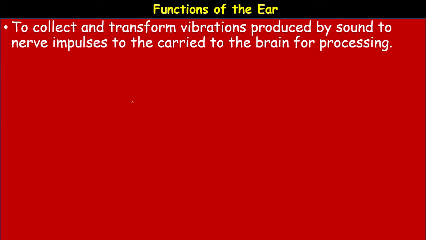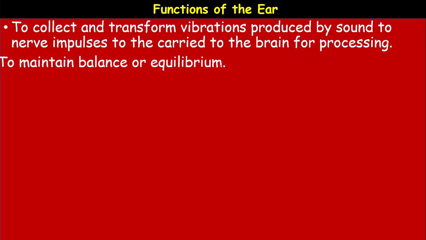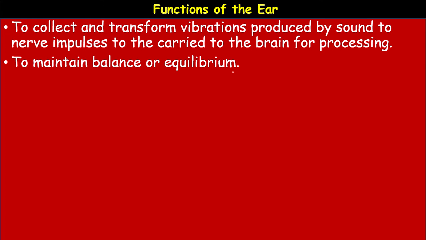The function of the ear: to collect and transform the vibrations produced by sound into nerve impulses and to carry them to the brain for processing. This is the main function of the ear. The ear performs two functions. One is hearing and the second one is balancing and equilibrium, isn't it? What is the main function of the ear? To collect and transform the vibrations produced by the sound into nerve impulses and to carry those nerve impulses to the brain for processing. And the second function is to maintain balance or equilibrium.